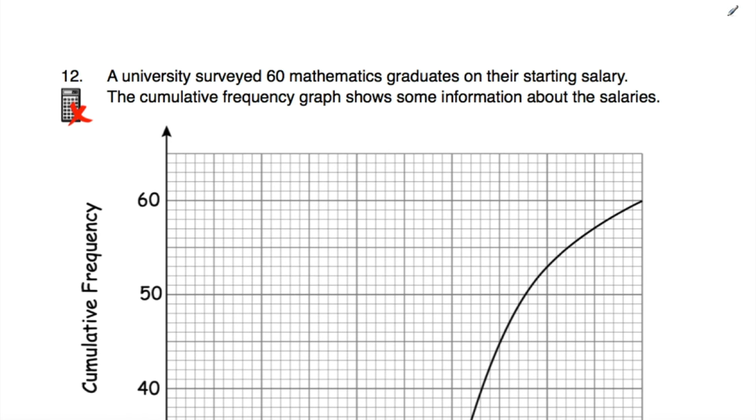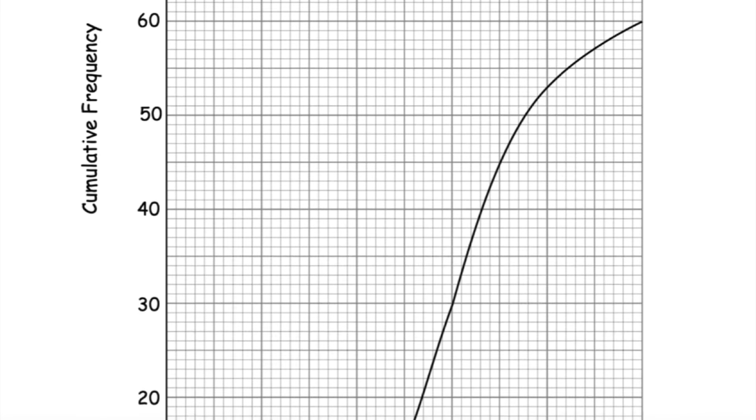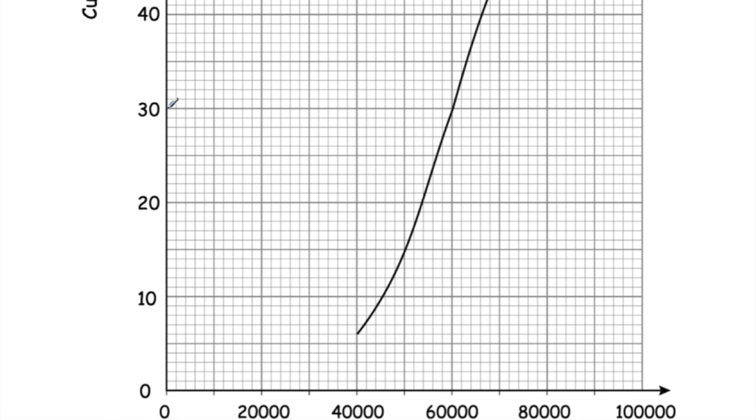In terms of the question, we were told there were 60 graduates. So 60 divided by 2 is equal to 30. So we're going to go to 30 on the cumulative frequency, that vertical axis, and go across and down. So let's get our ruler and pencil and show this.